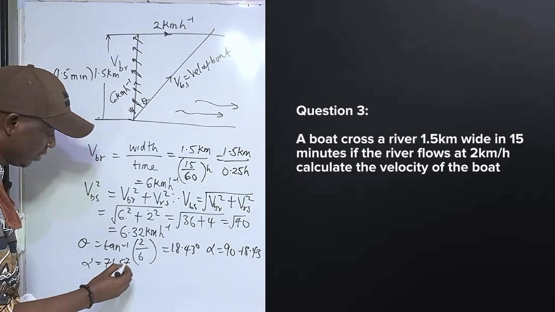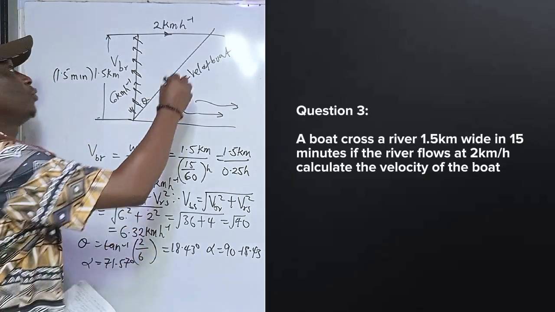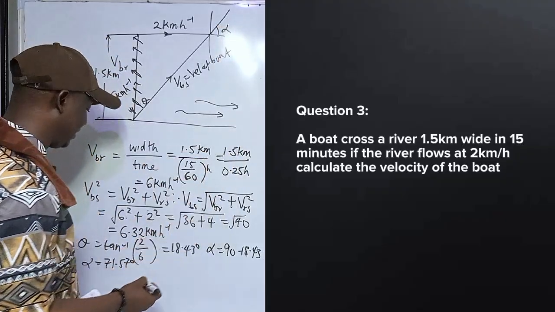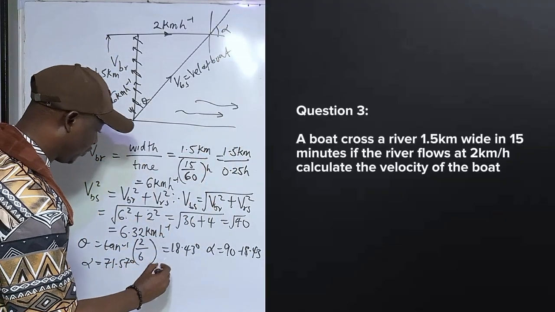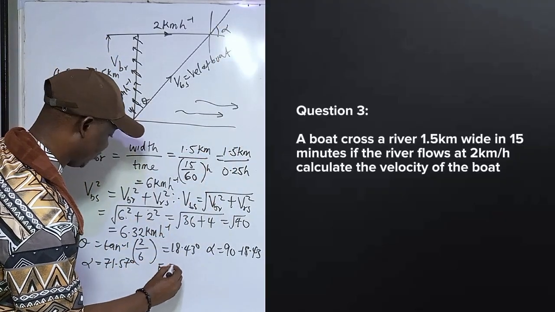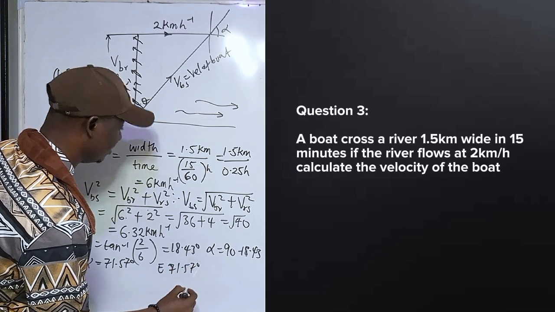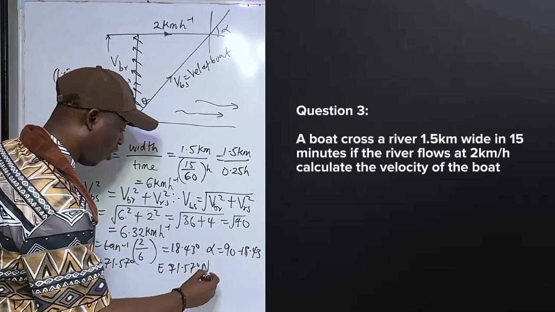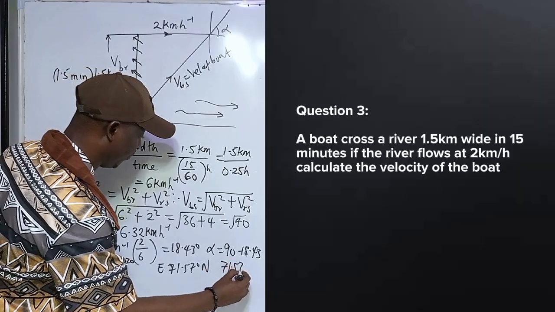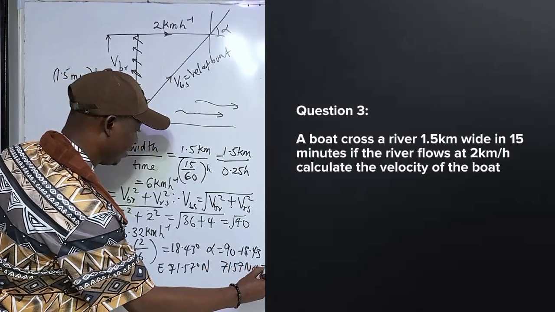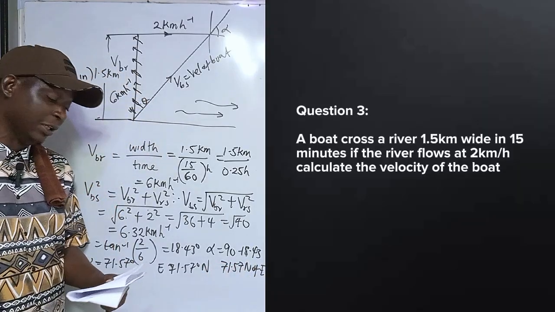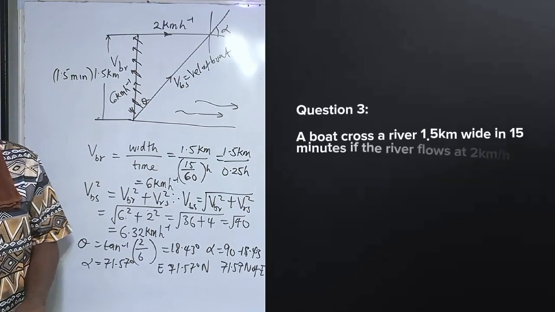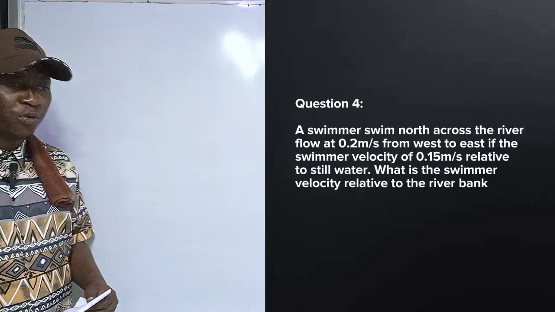57, right? Excellent. So in fact, the angle to the bank can be interpreted as 71.57 degrees north of east. You can present it like that. We don't get carried away with direction, but we have solved the question. Now we move to number 4.